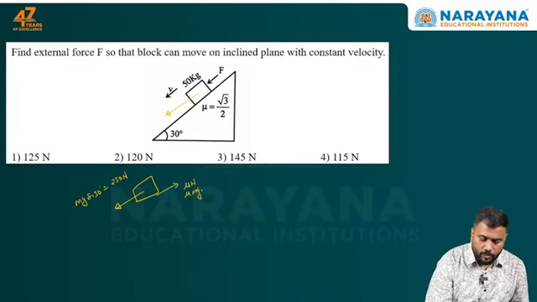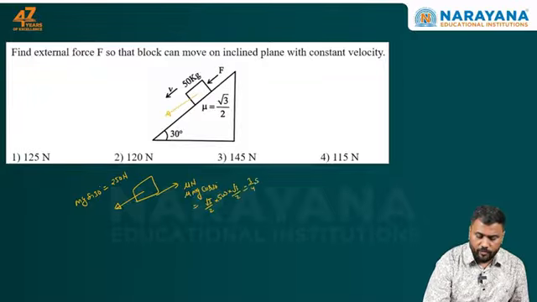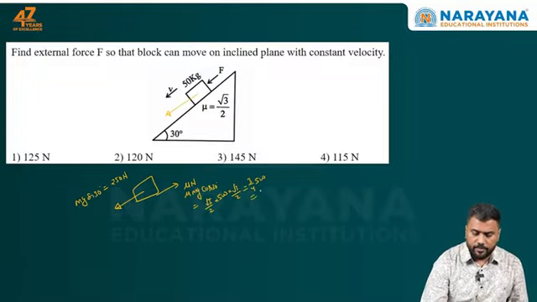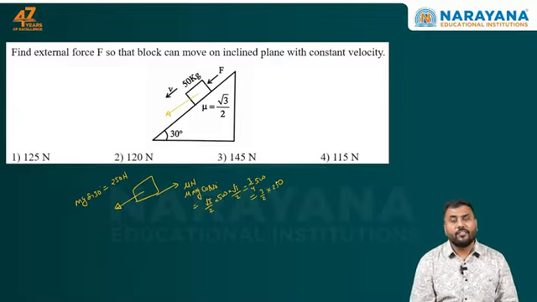Normal here is going to be mg cos theta, cos of 30 degrees. Mu is also given as root 3 by 2, into mg, which is 500 into cos 30, root 3 by 2. So this is 3 by 4 of 500. That means this is 3 by 2 times 250. So you can see the friction force is more.